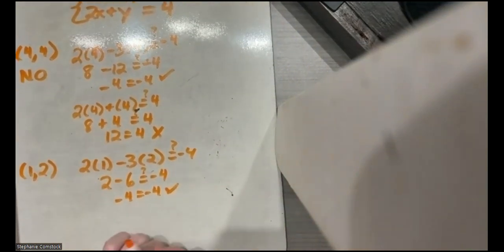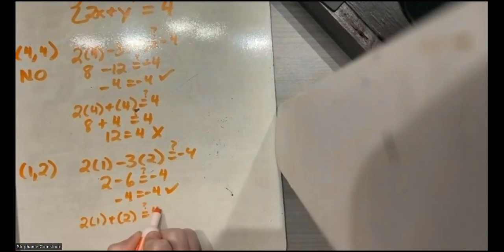So now we're going to try it in the second equation. We've got 2 times 1 plus 2, and we're checking, does that equal 4? I've got 2 plus 2, does it equal 4? 4 equals 4, so yes. So yes, this is a solution. So again, it has to work in both equations in order for it to be considered a solution. If it didn't work in the first one, then we would not need to check the second one.